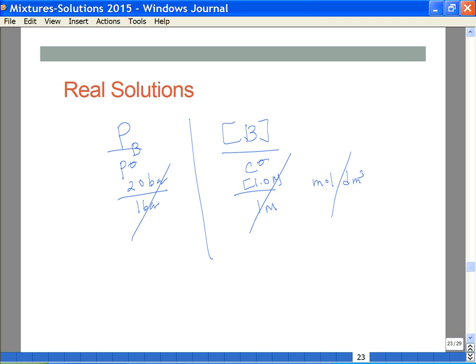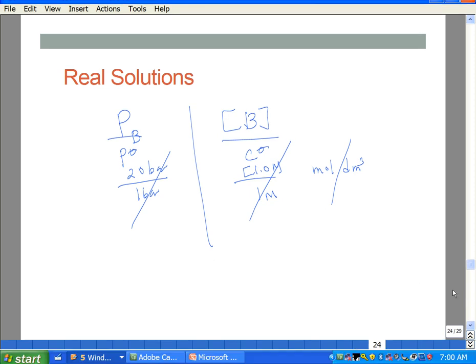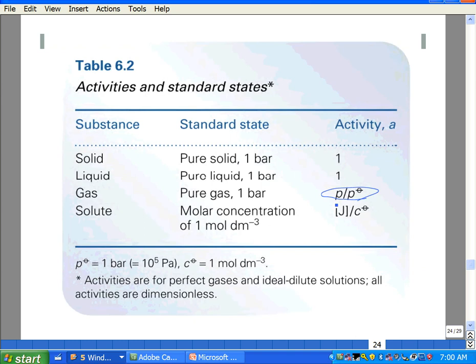So the activity for pressure, when you see it written like this, this is saying pressure over pressure not, and pressure not is 1 bar. So that means when you divide the pressure by the pressure of 1 bar, all it's doing is getting rid of the unit of bar. When you see the concentration, it's going to be concentration divided by the unit of mole per liter. So effectively, all it's doing is getting rid of the concentration unit. So you will see activity written like this as an A. So rather than seeing molar concentration of B, you will see activity of B.